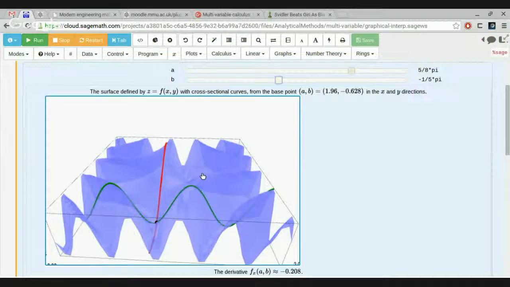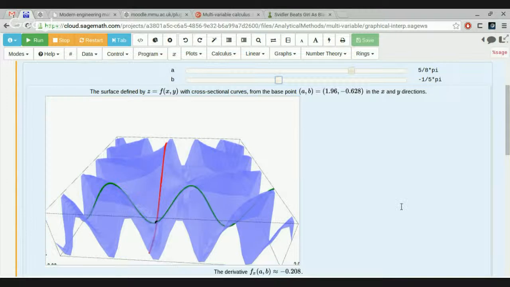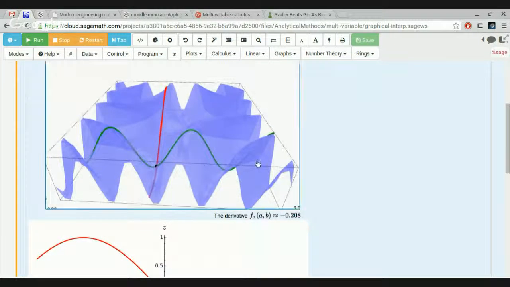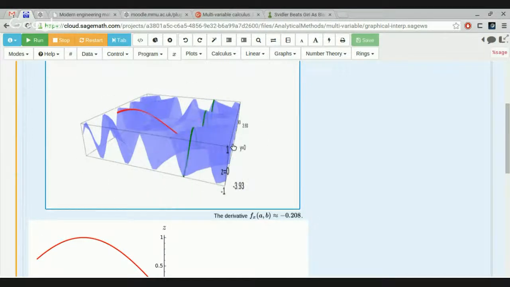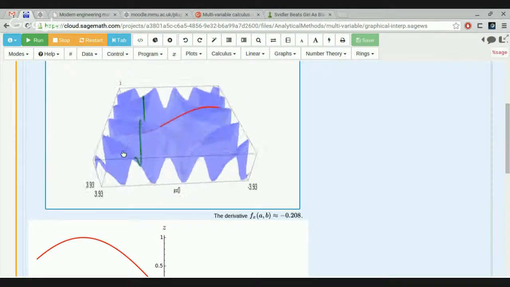And we have this notion of the cross-section of the surface parallel to one of the coordinate axes. So the red curve is running into the screen there, and the green curve is going left to right. So the green one is parallel to the y-axis. See, y is changing across the bottom there. And the red curve is parallel to the x-axis.